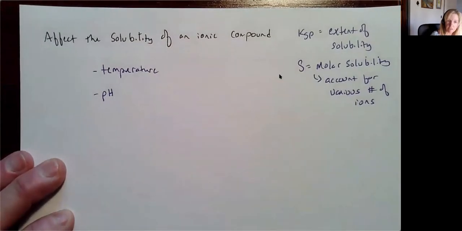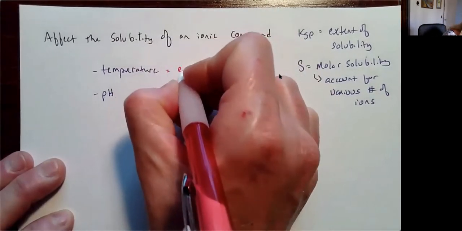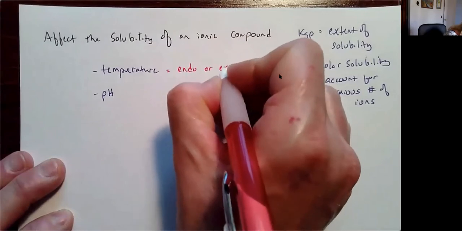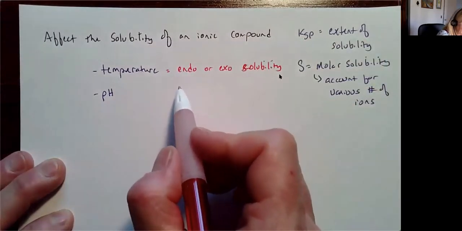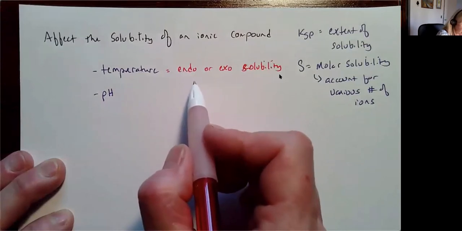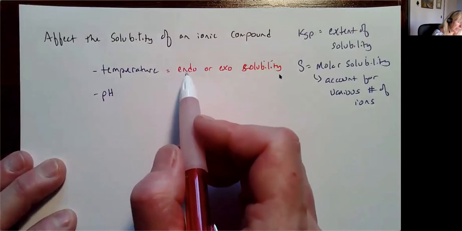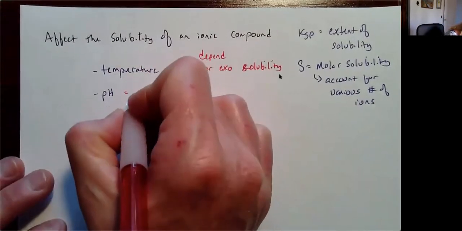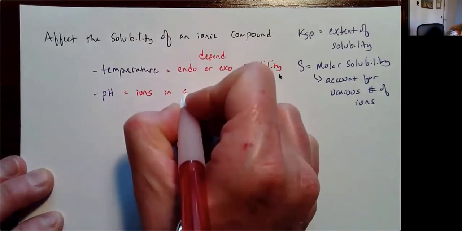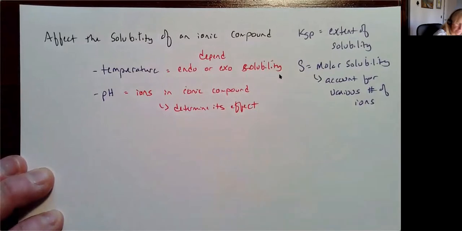Temperature can either increase the solubility or decrease the solubility, and temperature is going to depend on whether I have an endothermic or an exothermic solubility. If it's endothermic and I heat it up, then that's going to increase the solubility. If it's exothermic and I heat it up, that's going to decrease the solubility. So temperature is going to depend. pH is going to depend upon the composition, the ions that make up the ionic compound, and that's going to determine its effect. So we'll look at pH.